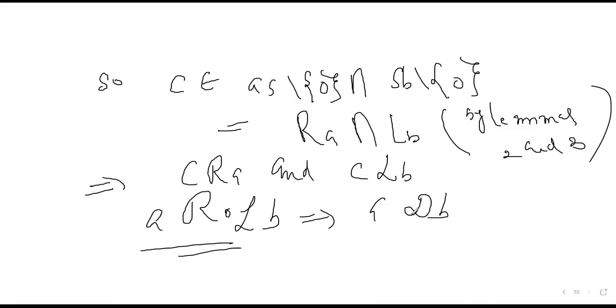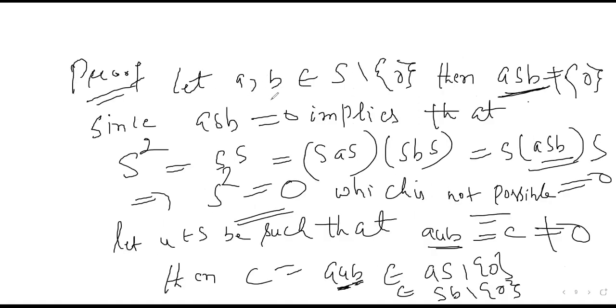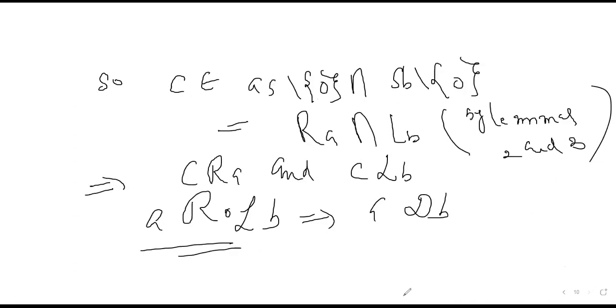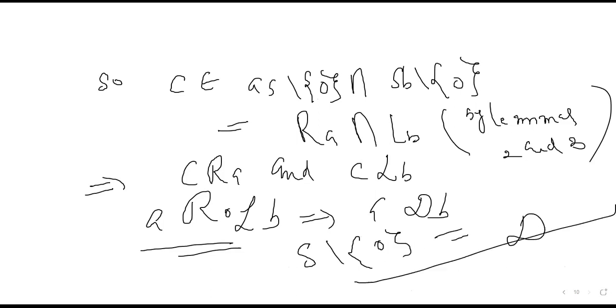So this means what? Any two non-zero elements of S are D related, because you have chosen A, B to be any two non-zero elements of S, and you have shown that they are D related. So this means that S minus 0 belongs to a single D class. S minus 0 is D.